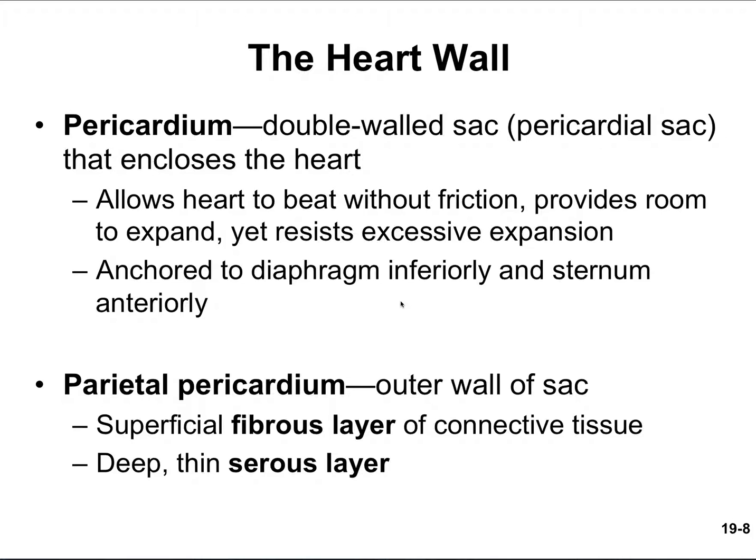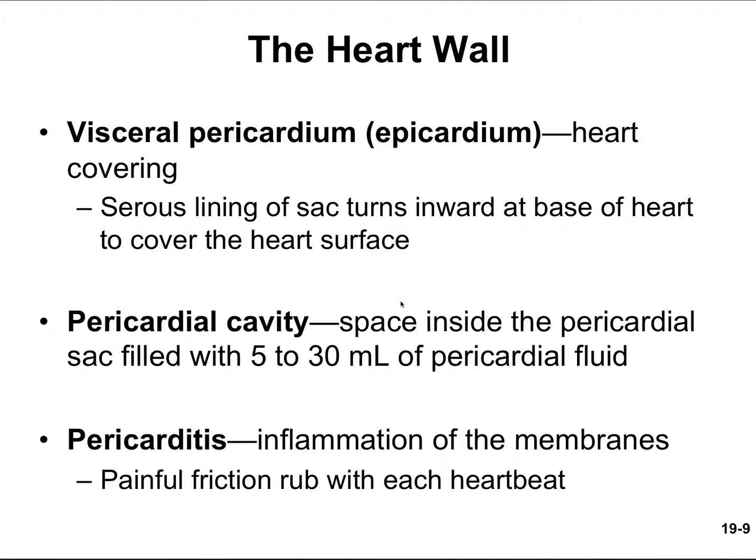The parietal pericardium is the outer wall of the sac, and it is a superficial fibrous layer of connective tissue with a deep, thin serous layer. The visceral pericardium, or the epicardium, is the heart covering. The serous lining of the sac turns inward at the base of the heart to cover the heart surface.